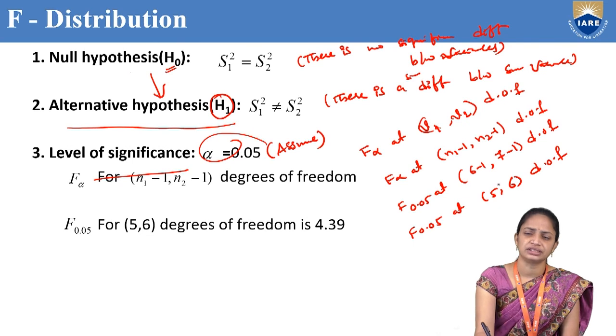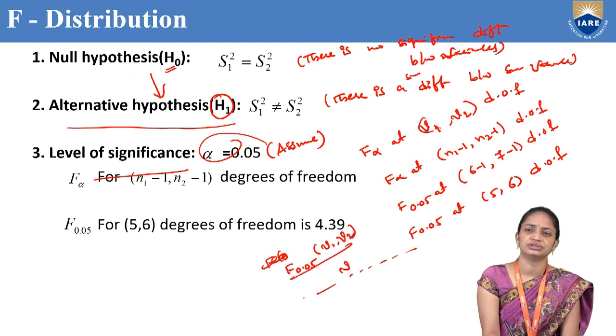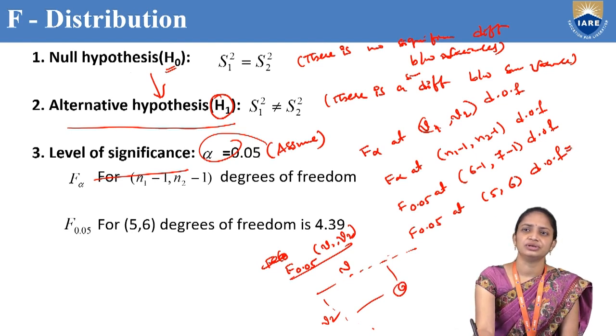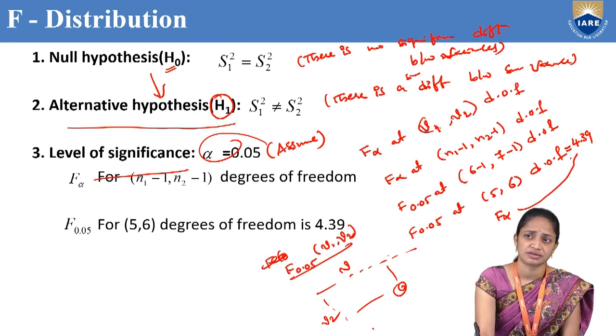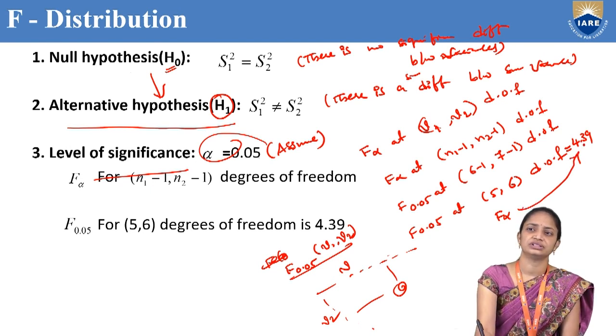So you have to take this value from the F distribution table. In the F distribution table, at the top it is F of 0.05 at nu1 comma nu2 degrees of freedom. The table is like that: these are all nu1 values and these are all nu2 values. So we have to take the nu1, nu2 values like here, and this is our answer. That value is 4.39. So F alpha at 5, 6 degrees of freedom is 4.39. This is our F alpha value.